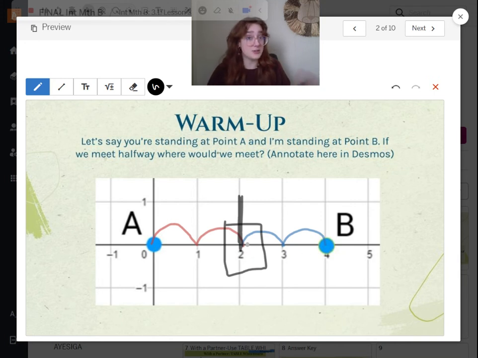So there's a lot of different ways we could find this, but if you don't have 2 with a dash on it, showing that's the middle, the midpoint, where we'd be meeting up, go ahead and add that to your notes. Add that to your Desmos.